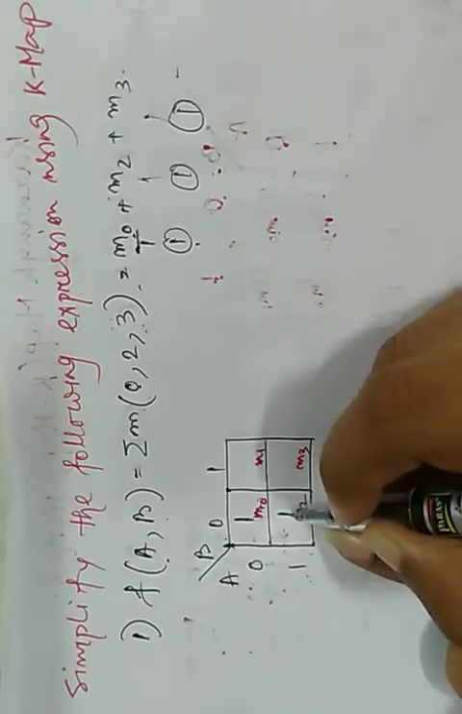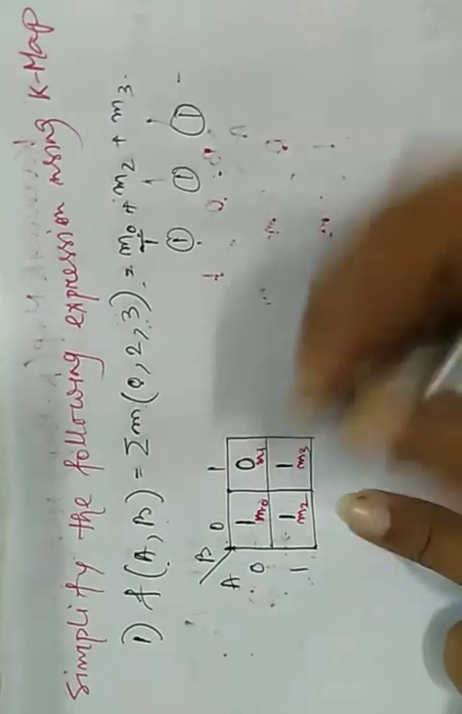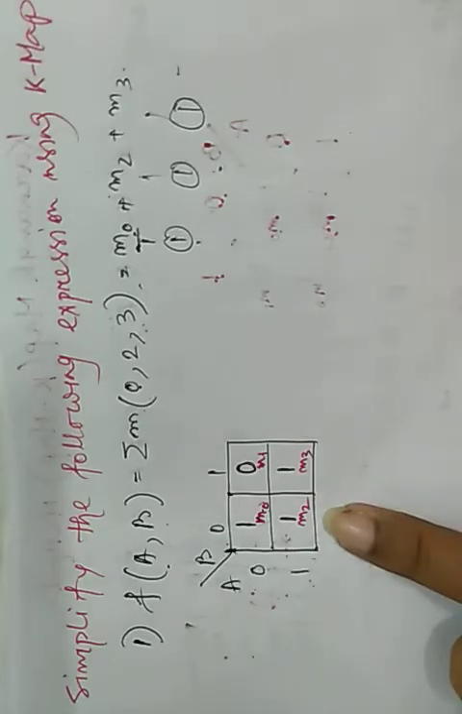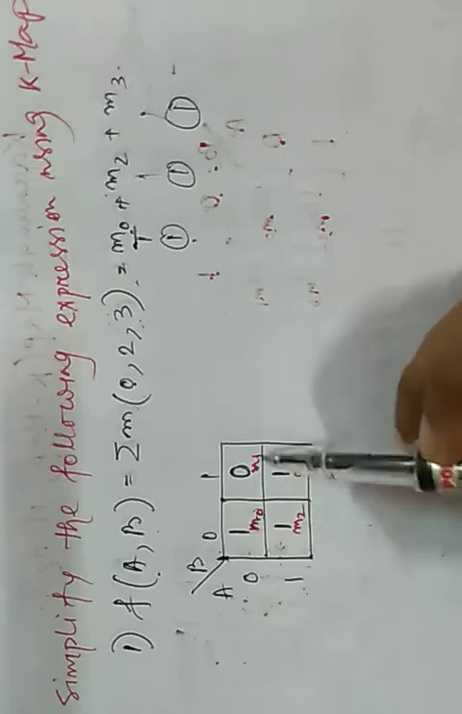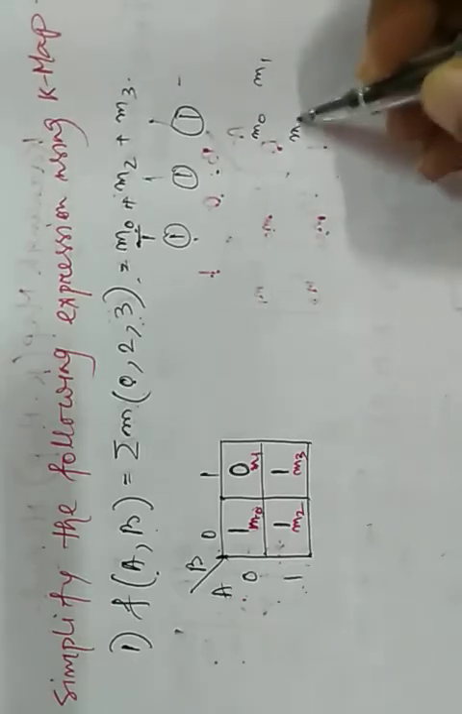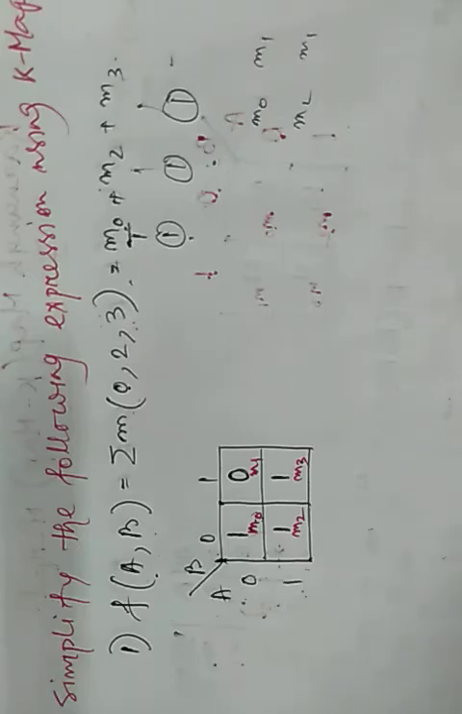M2 is 1, M3 also 1, and the others are 0. You don't need to write M0, M1, M2; I am just writing them to show you. You have to remember this: M0, M1, M2, M3. If you can't remember, you can write them separately like this, then put the values in the box. You don't need to write M0, M1 in the box.